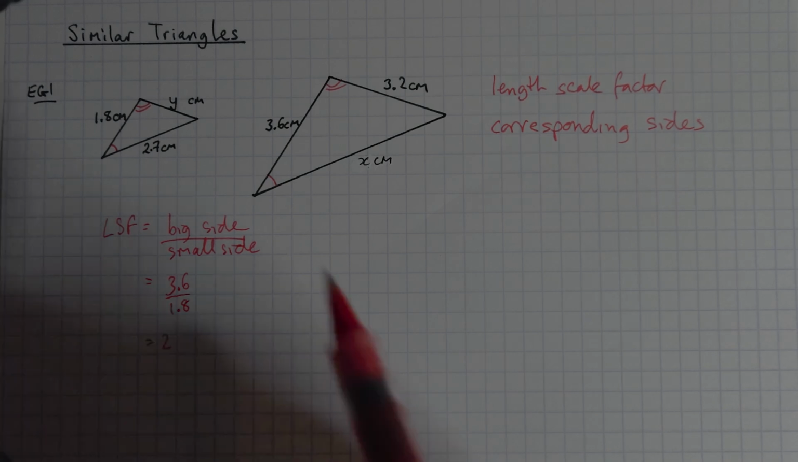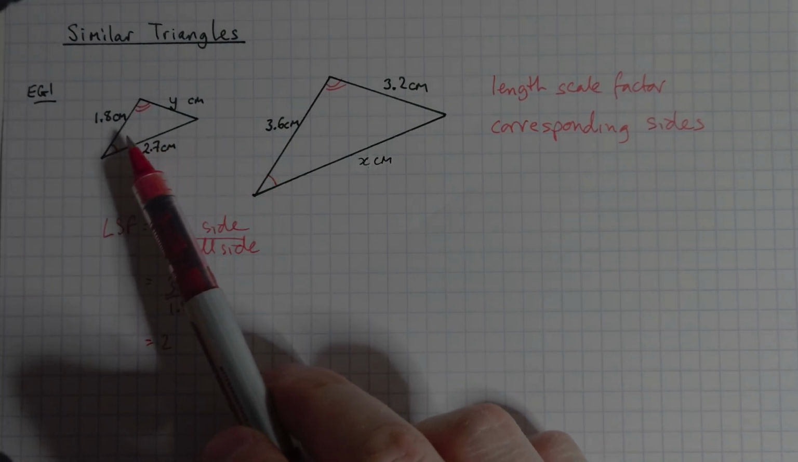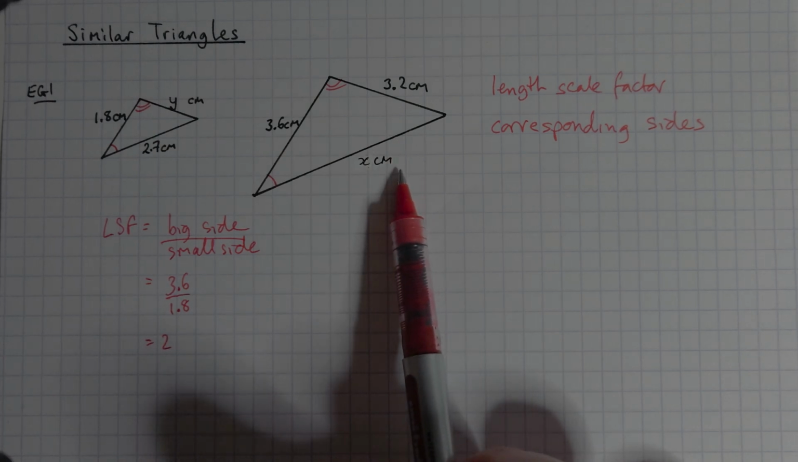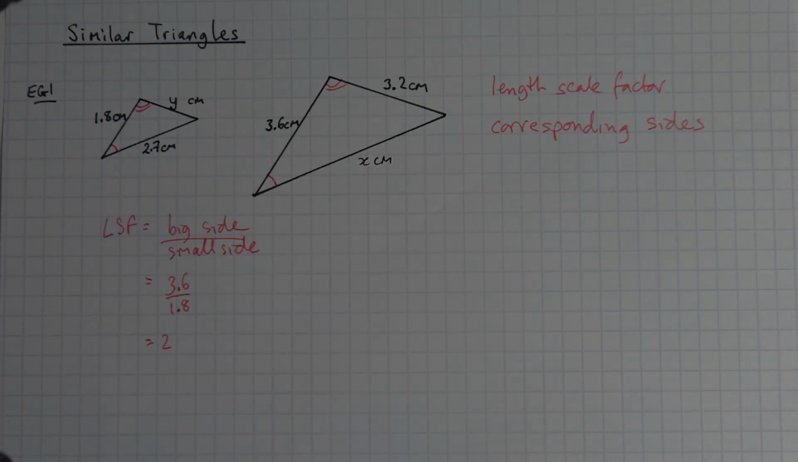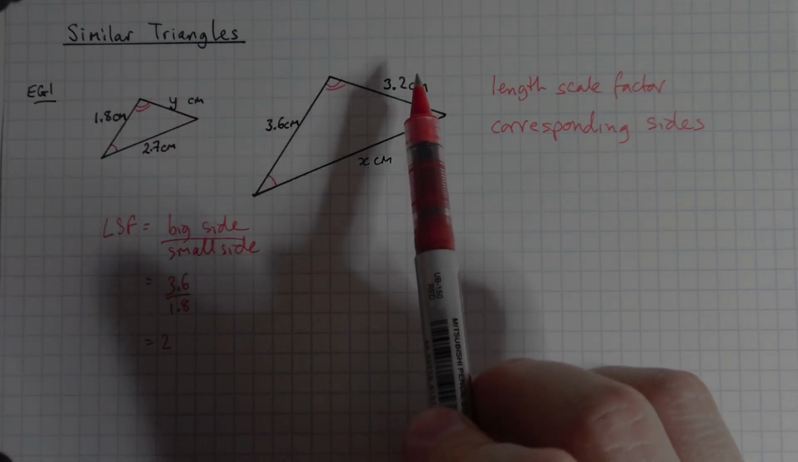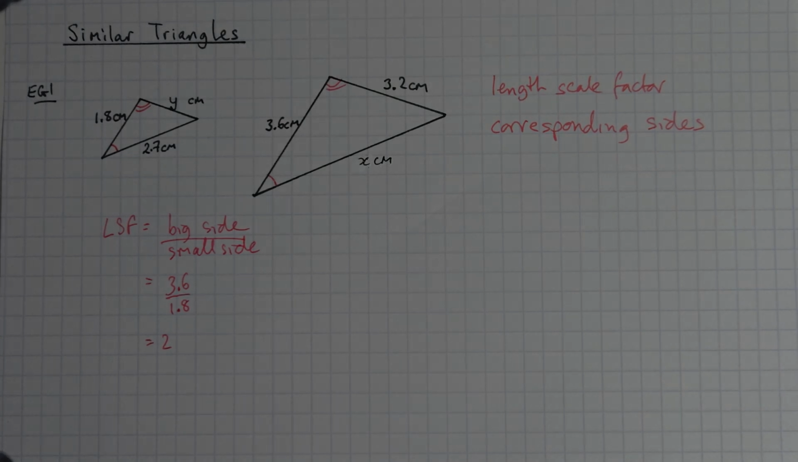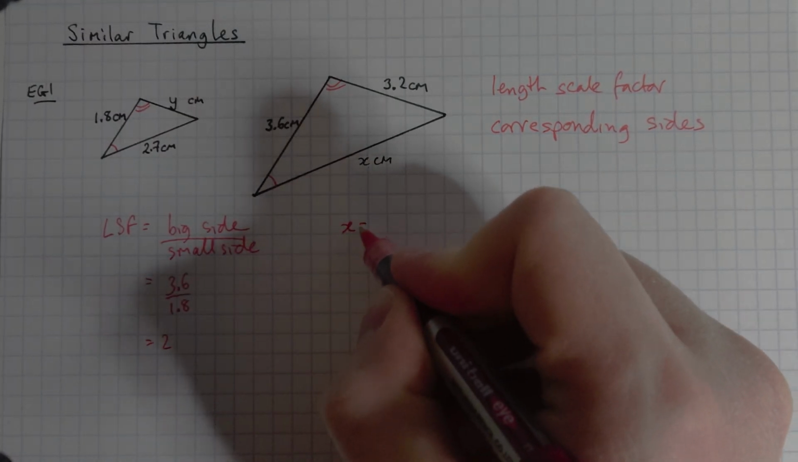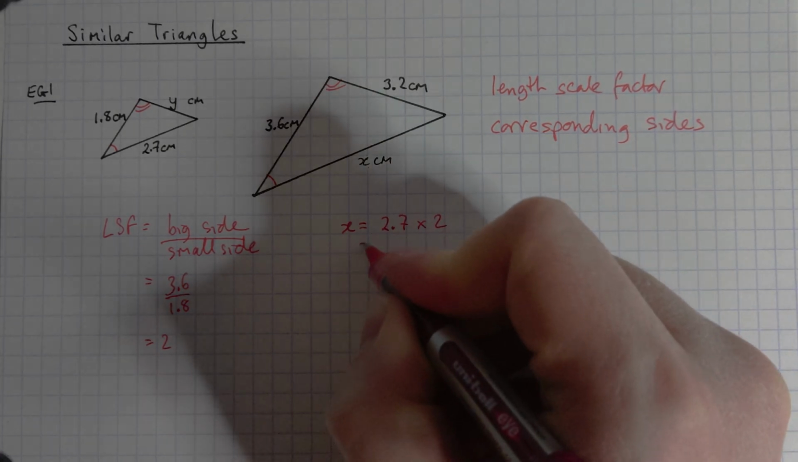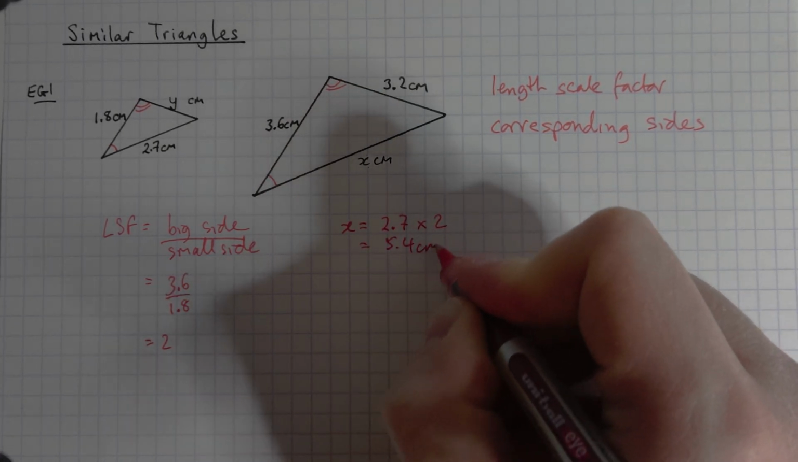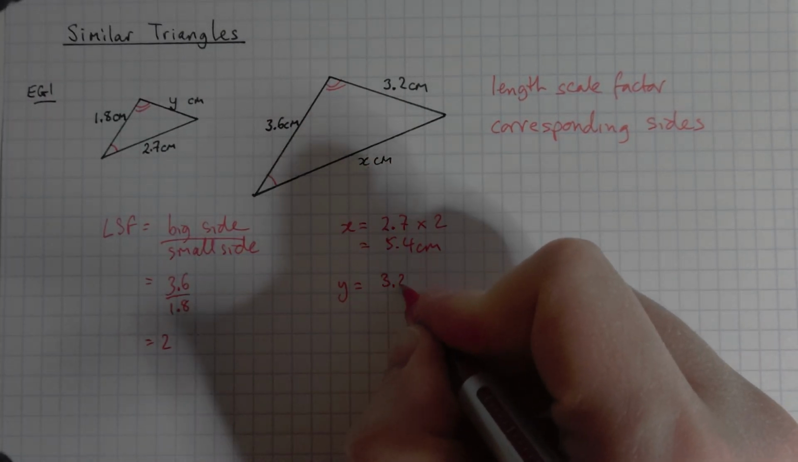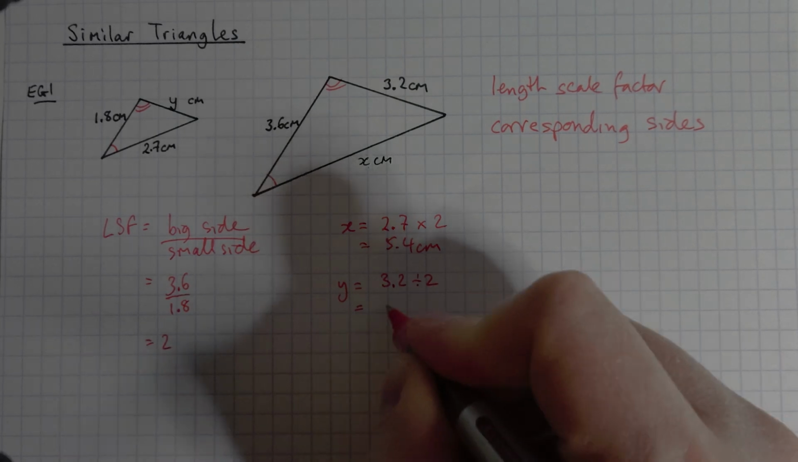So that means if I want to go from a length I know on the small triangle to a mystery length on the big triangle, I need to multiply by 2, because these are all double the size over here. And similarly, if I wanted to work out a mystery length on the little triangle, I'd divide by 2, anything from the big triangle. So I hope it's fairly clear then that you get x by doing 2.7 multiplied by 2, 5.4 centimetres. And for the y, I'm going to halve 3.2, which is 1.6.